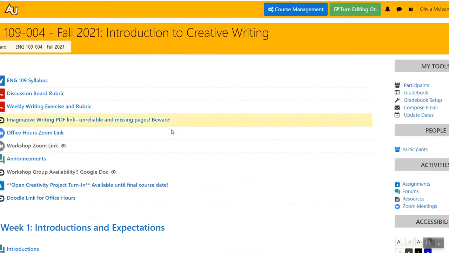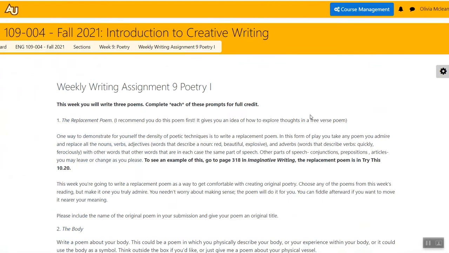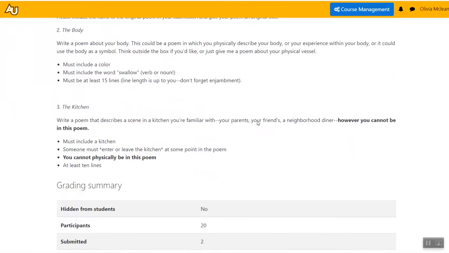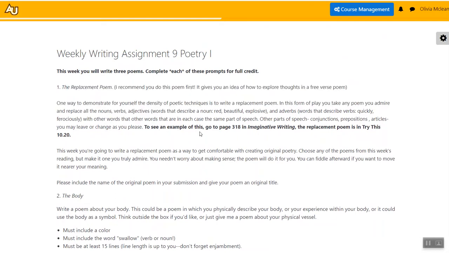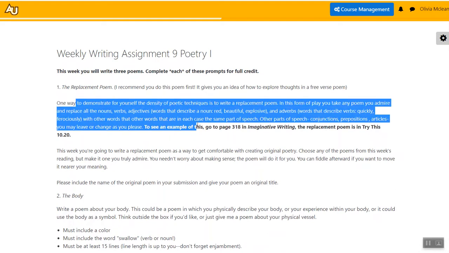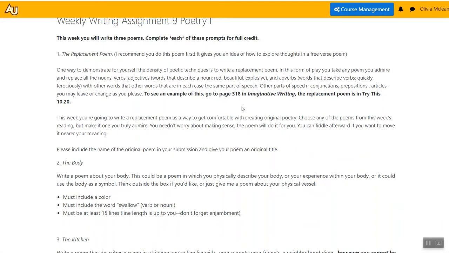Okay, then let's take a look at your writing prompt. This week you have to write 3 poems. So you're going to complete a poem for each of these. The first one is a replacement poem. I recommend you do this first. It gives you an idea of how to explore thoughts in a free verse poem. You're going to demonstrate the density of poetry techniques by writing a replacement poem. You're going to take any poem that you admire from this week and replace all the nouns, verbs, adjectives, and adverbs with other words that are in the same part of speech.